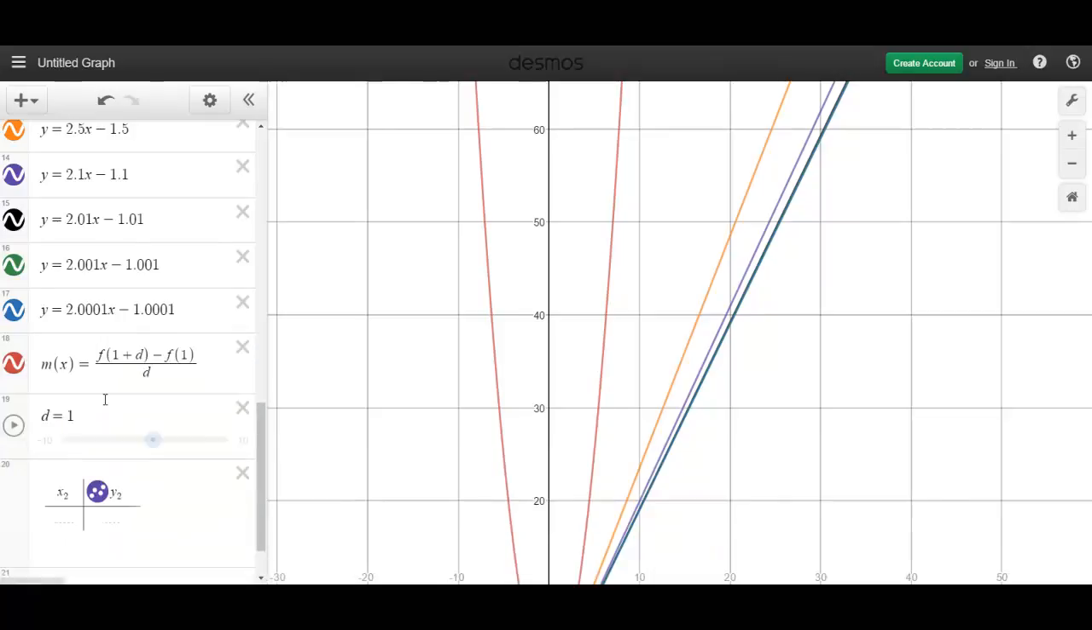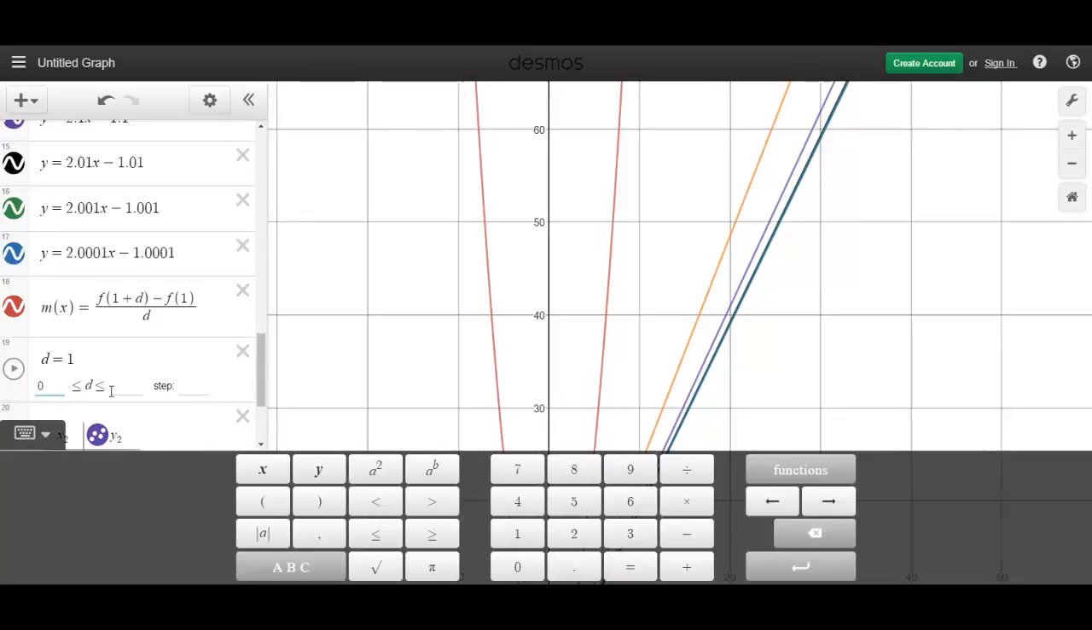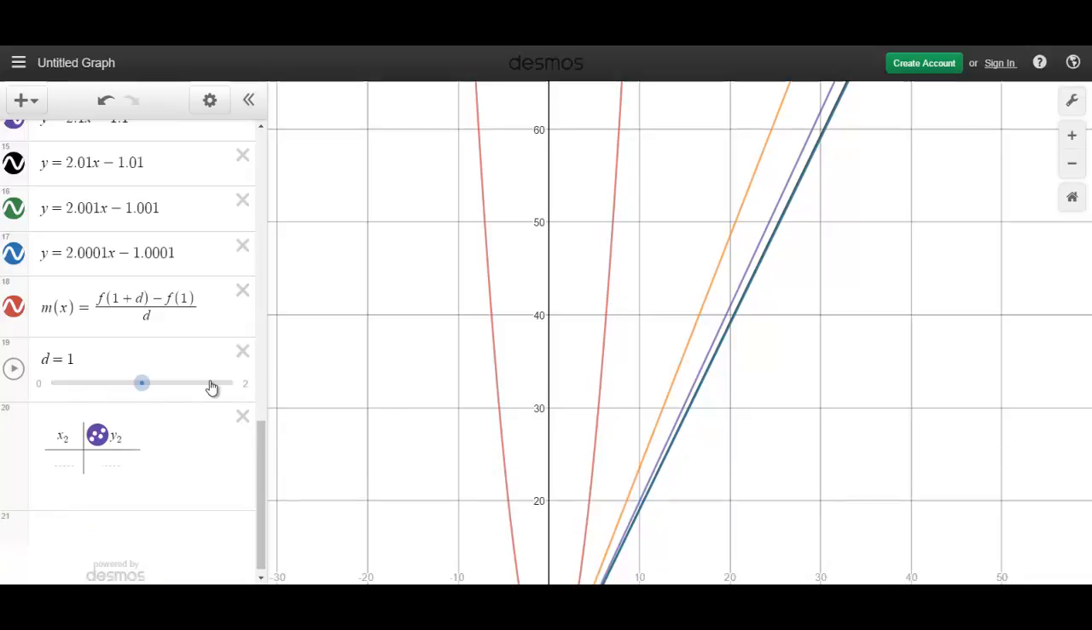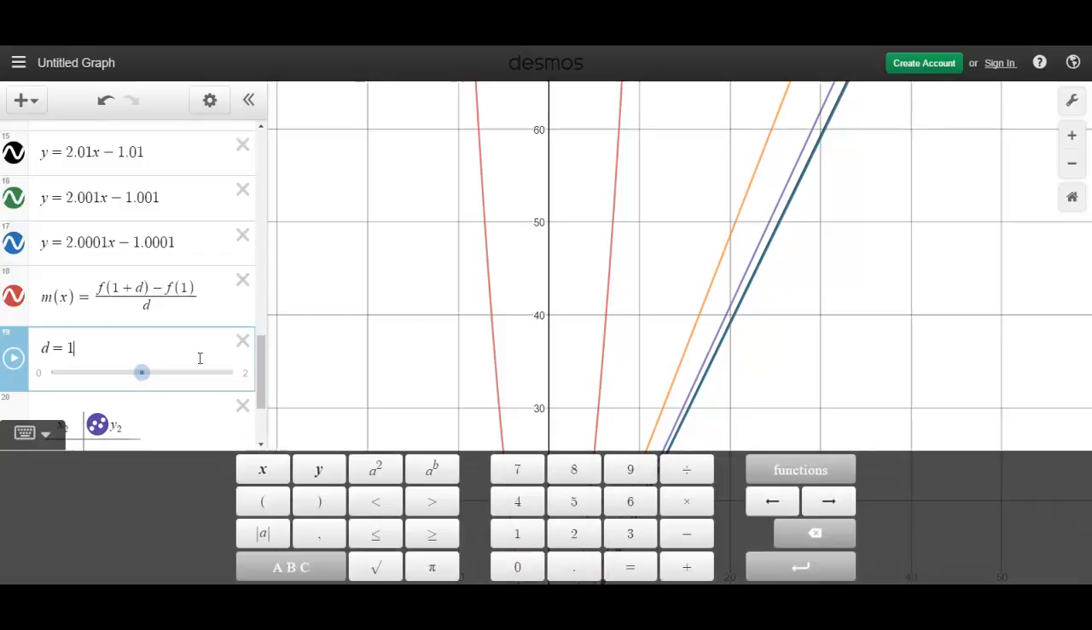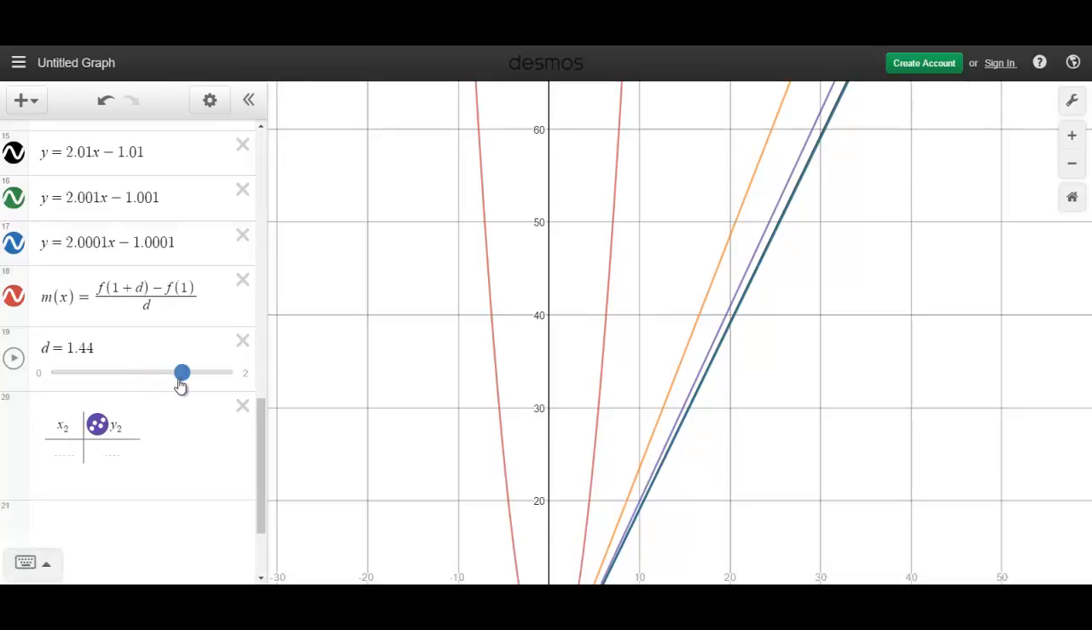And guess what? Hey, do you want to add a slider? Yes, I do. Okay, now, delta is a small positive distance. So distance needs to be positive. So the lowest is going to be 0. Let's say 2 is the highest, and then let's make the step as small as we can. 0.01 is as low as it's going to let me go. I don't think it'll let me do 0.001. Oh yeah, it will. Okay, good.